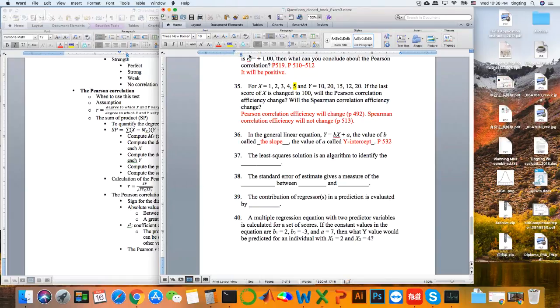The least square solution is the algorithm to identify the best fitting regression line.